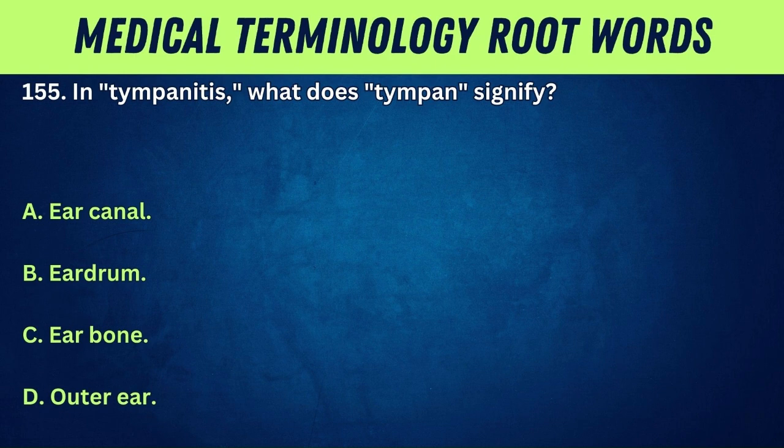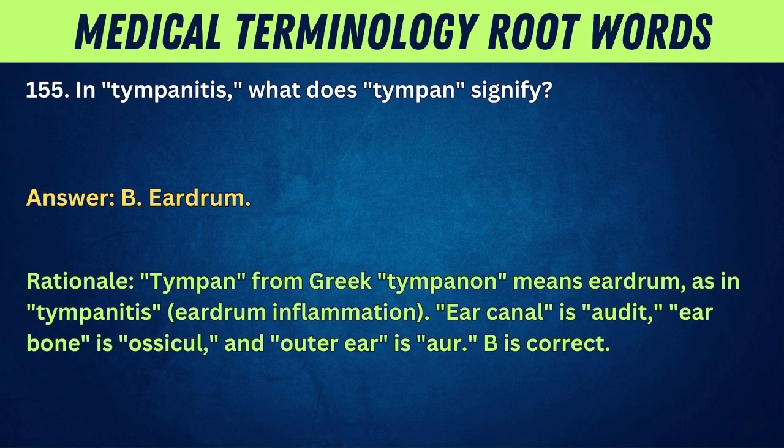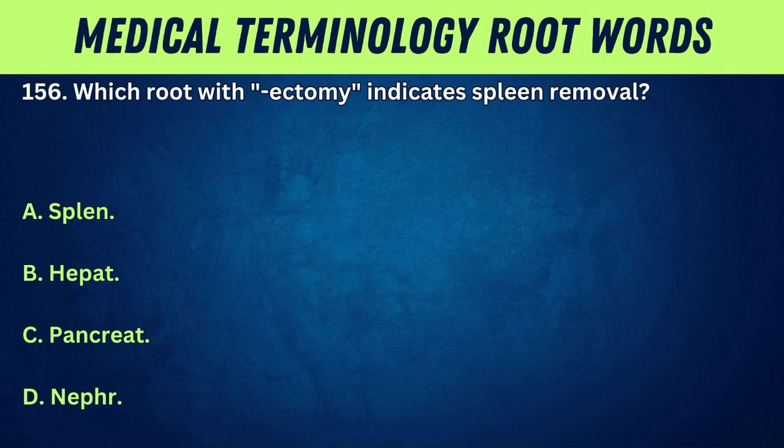A. Ear canal. B. Eardrum. C. Ear bone. D. Outer ear. Answer: B. Eardrum. Rationale: tympan from Greek tympanon means eardrum, as in tympanitis, eardrum inflammation. Ear canal is audit, ear bone is ossicle, and outer ear is auricle. B is correct. 156. Which root with ectomy indicates spleen removal?